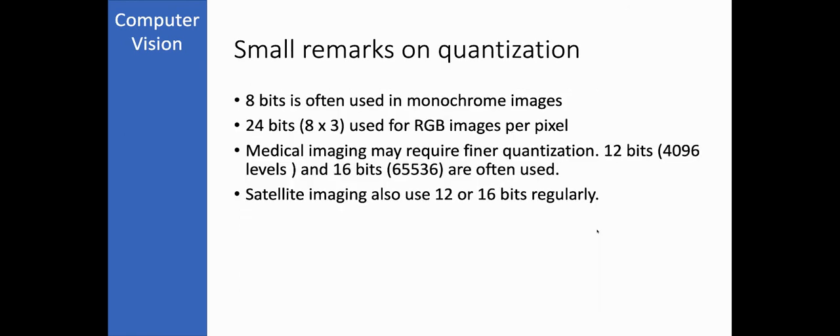A few small remarks on quantization. First, 8 bits are often used in monochrome images. For RGB color images, I will use 8 bits per channel, so 24 bits in total. For special applications like medical imaging and satellite imaging, you would not use 8 bits because it doesn't provide enough quantization levels to capture details. Instead you would use a finer quantization, either 12 bits or 16 bits, and these are used regularly.